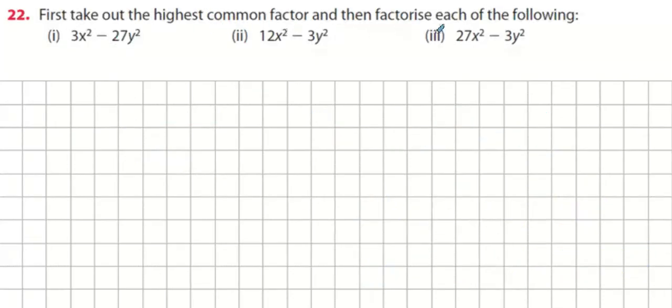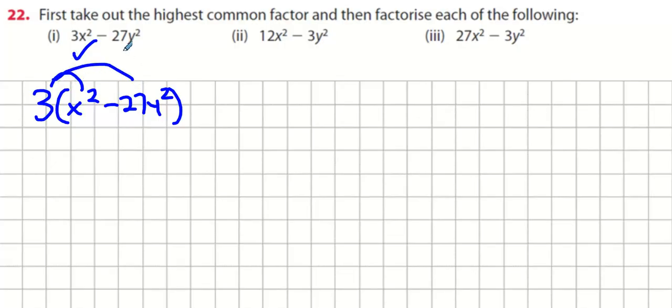So we took out the highest common factor. We all took out 3, didn't we? What's left over? X squared and times how much? Not times 27, because if you multiply that back out again, 3x squared is 3x squared, but 3 times 27 is not 27. 9y squared. Yes, that's a good call.